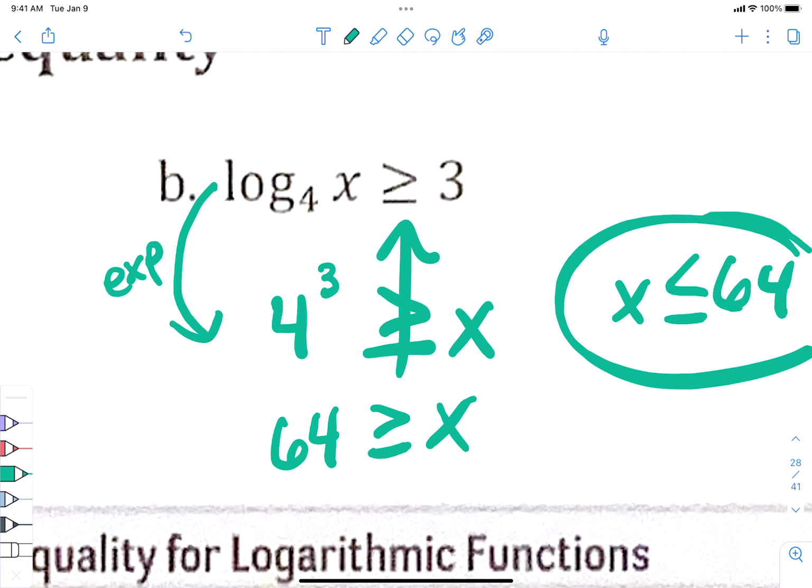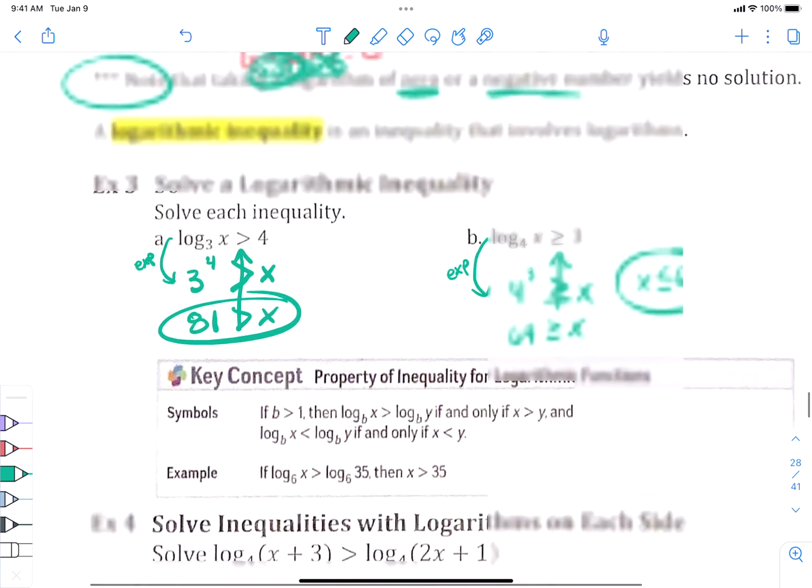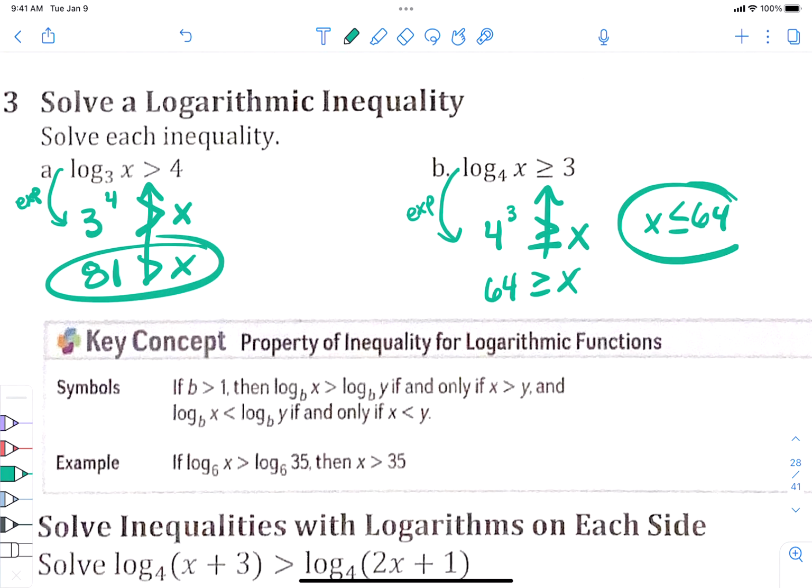Did you say x is less than 81 or 81 is greater than x? Or x is less than 81. Thank you. Okay, just like that. Good? Are we good, Josie? Yeah?